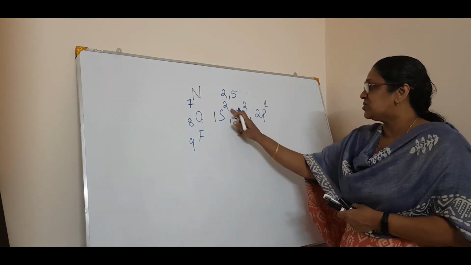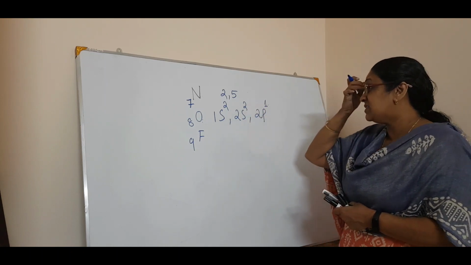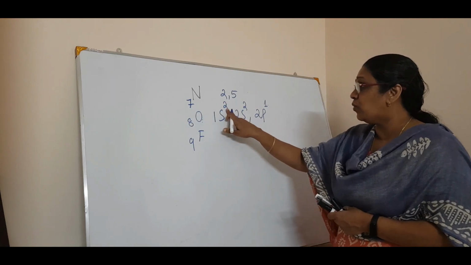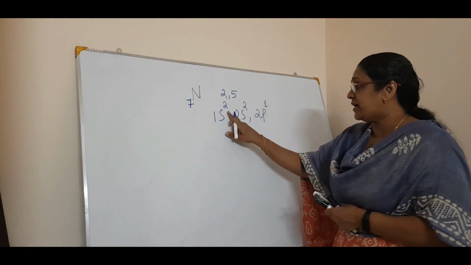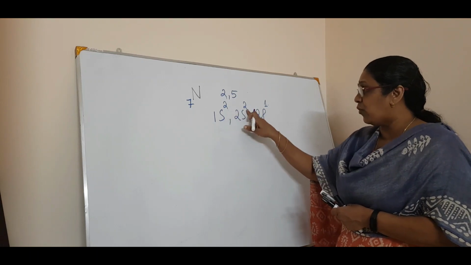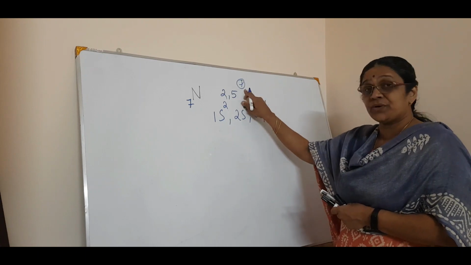Fluorine is 9. So 2, 4, 5, 6, 7. Sorry, this is 7, no? Really sorry. Please listen. This is 1s2, 2s2, that is 4. Then 7. Altogether 7 electrons.